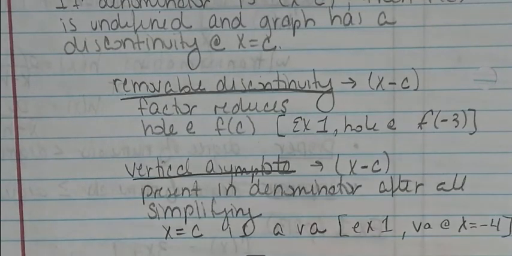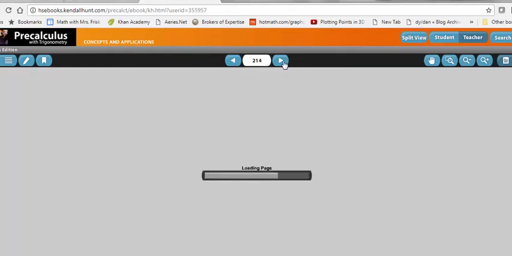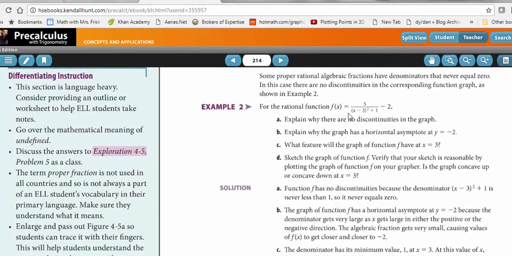All right, let's do another example. We're going to move on to example 2. And this comes from page 214. All right, so example 2. We've got this rational function. We're going to explain why there are no discontinuities in the graph. Well, what happens here? If I were to plug in 3, I get 0 here, but there's still a plus 1 there, right? So the denominator will never, ever, ever equal 0. Okay, so let's write that stuff down.